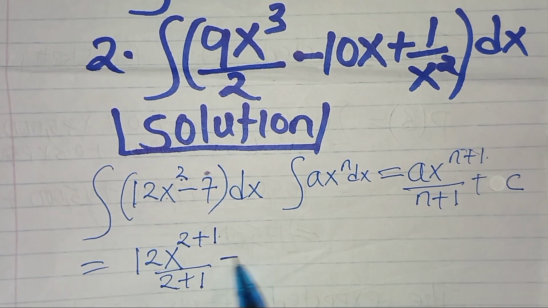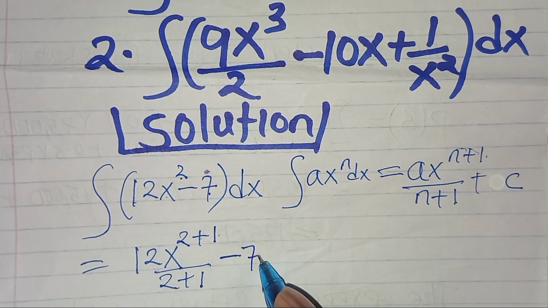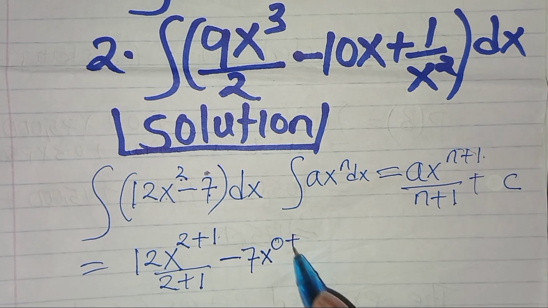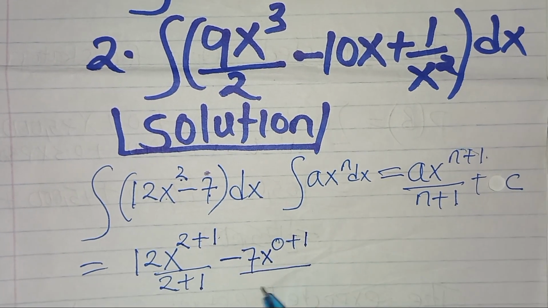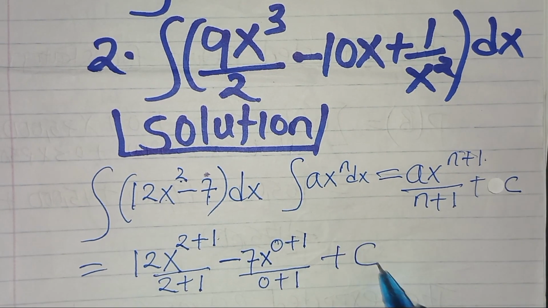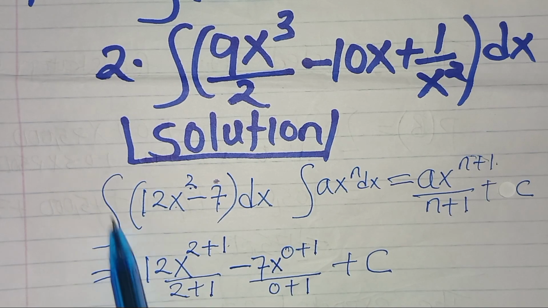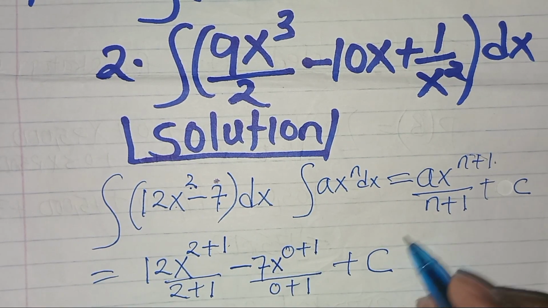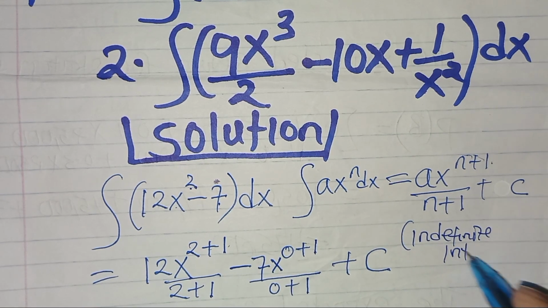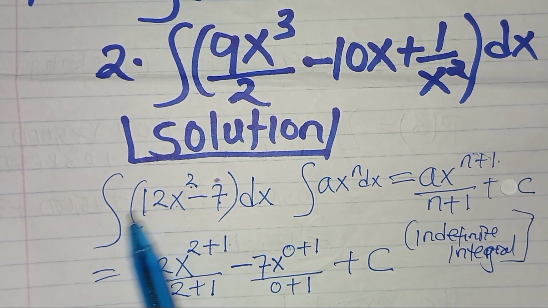Okay, subtract 7. Now this 7 is actually 7x to power 0. So we just add 1 divided by 0 plus 1, and then plus c. The reason we are adding c here is simply because this is an indefinite integral. We don't have the limit here.